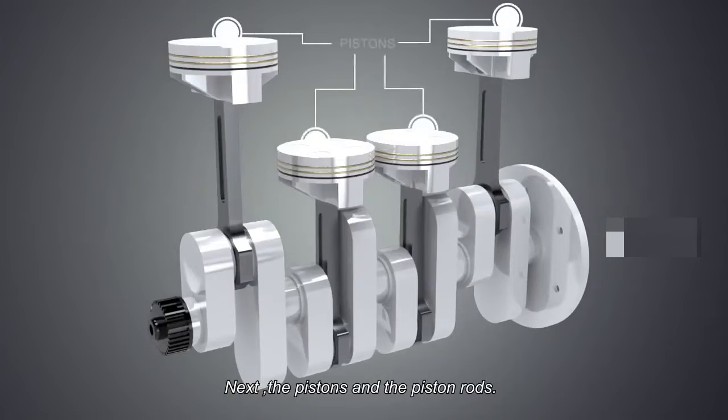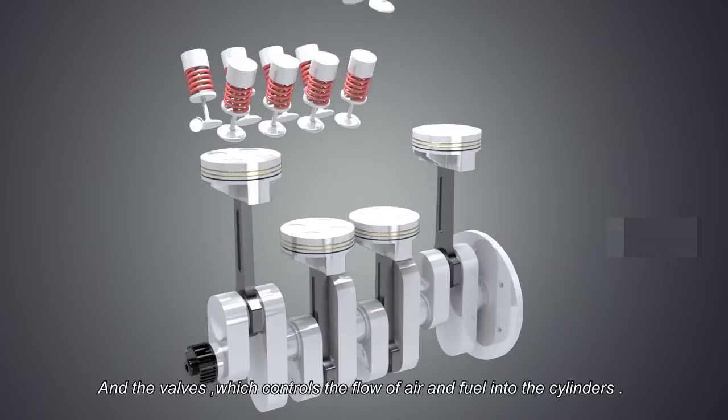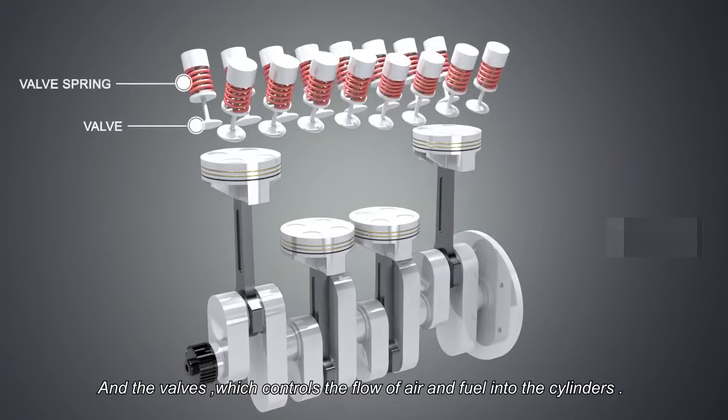The pistons and the piston rods. The pistons will be pushed down by the expansion of compressed air, and turns the crankshaft. And the valves, which controls the flow of air and fuel into the cylinders.